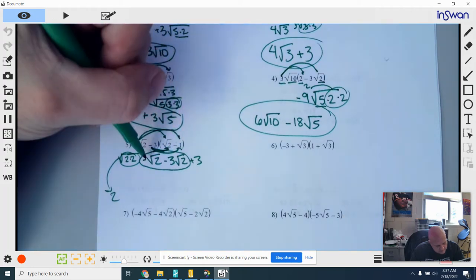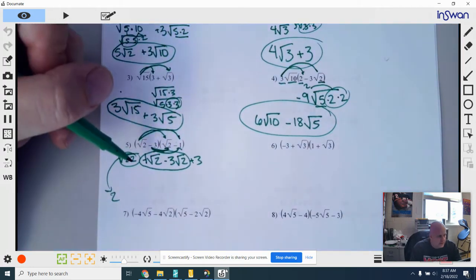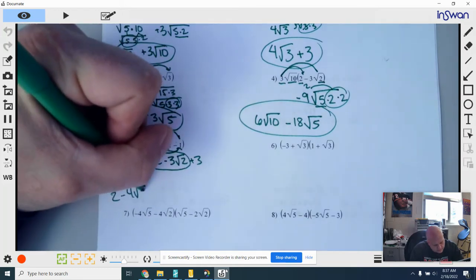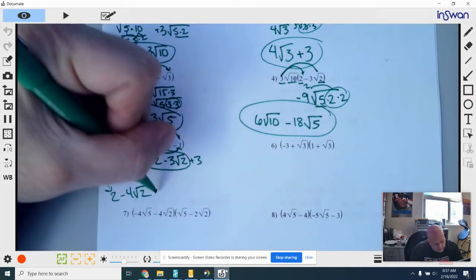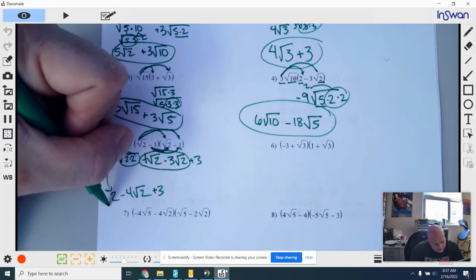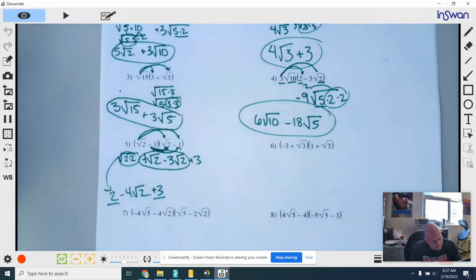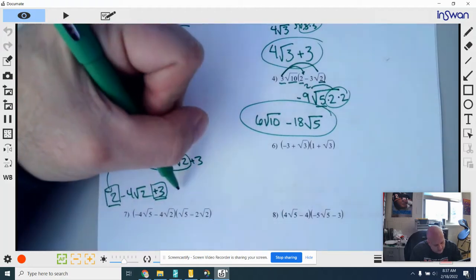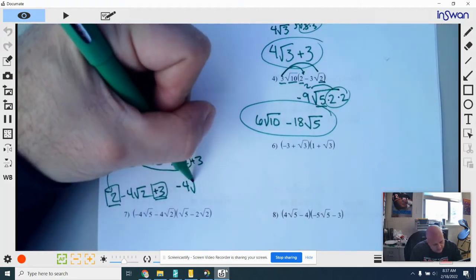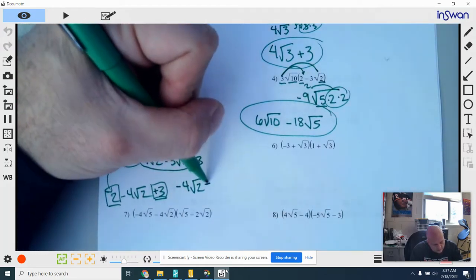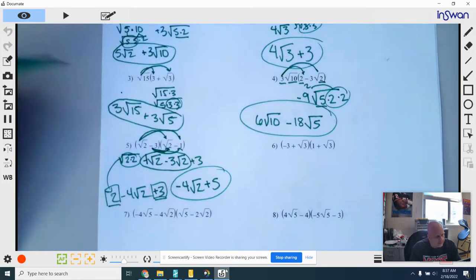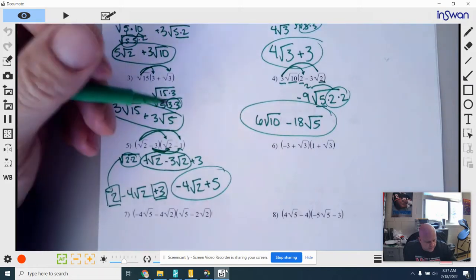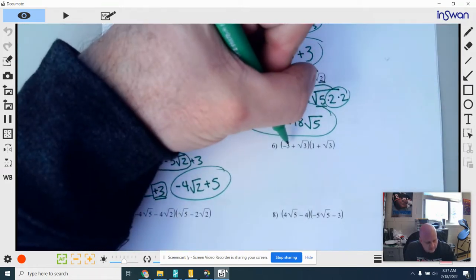So I see that I do have some like terms here. These are going to come together. That's technically a negative 1. So negative 1 root 2 minus 3 root 2 is negative 4 root 2. We also have this plus 3. But I still have like terms because I now have just two whole numbers. Okay, so this 2 plus the 3 gives us 5. So my final answer is negative 4 root 2 plus 5. And again, you could flip it around. 5 minus 4 root 2 is the exact same.